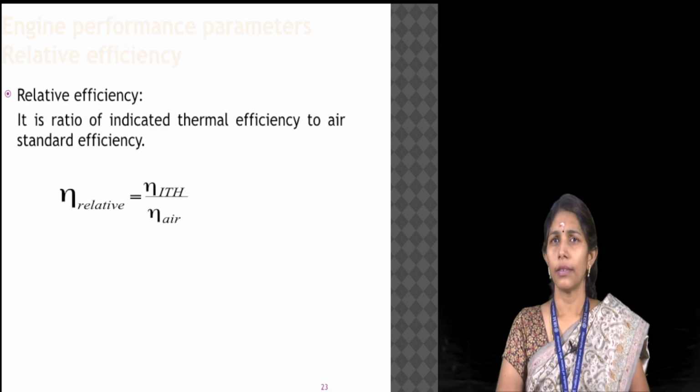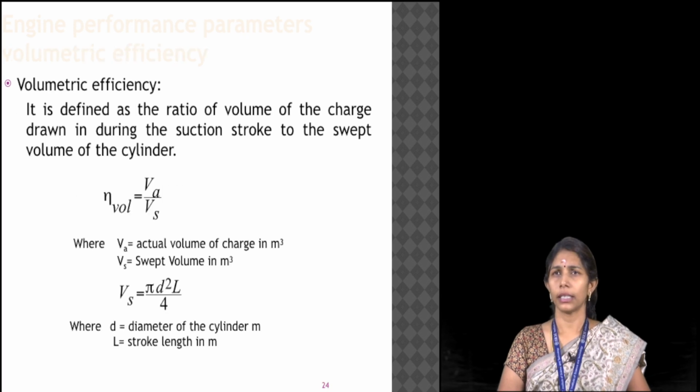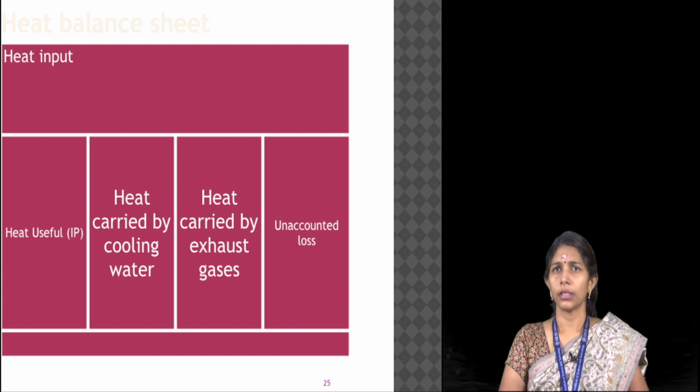The next is the relative efficiency. This term is very important because it gives the overall performance of the engine. Indicated thermal efficiency to air standard efficiency is the relative efficiency. Volumetric efficiency is the ratio of the volume of air admitted during the suction stroke to the swept volume of the cylinder. The next is the heat balance sheet.